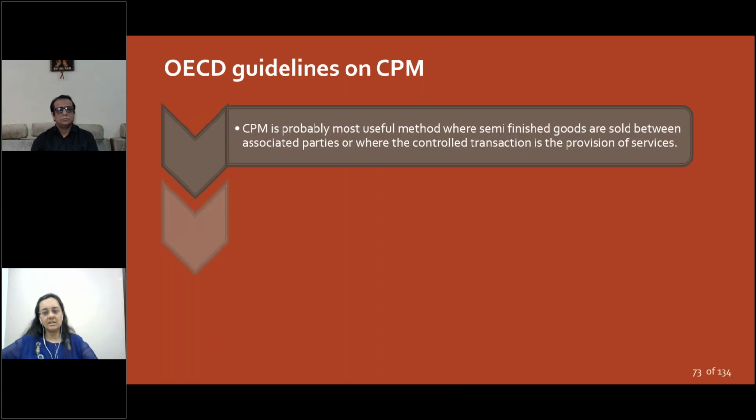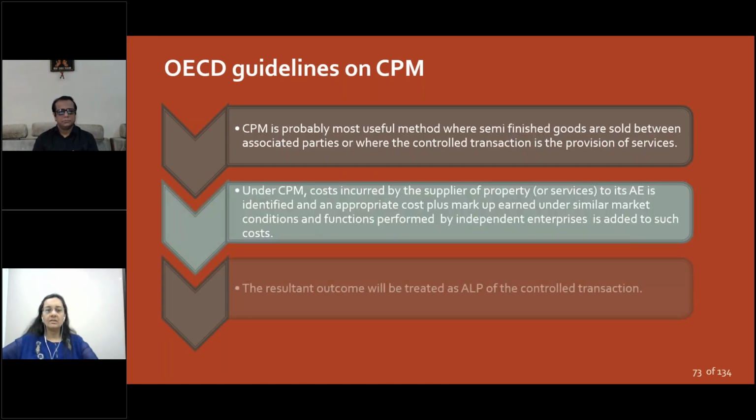OECD also says that it can usually be used for semi-finished goods, or where you have similar market conditions, you have similar supply of property, and the resultant outcome will be ALP.